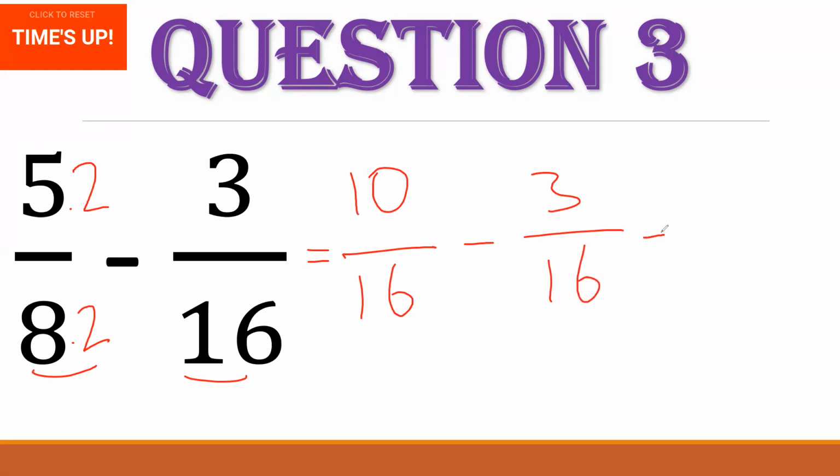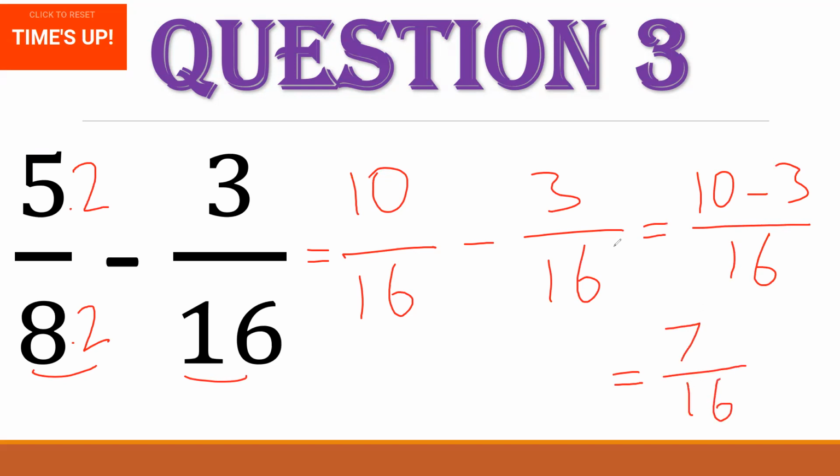From now, it is easy because 10 minus 3 we can write over 16, and 10 minus 3 is equal to 7 over 16. Done. If you want, you can write 7 over 16 straight. You can skip this step, but it's fine. 7 over 16 is our answer. All right, let's continue, guys. Next question is coming now.